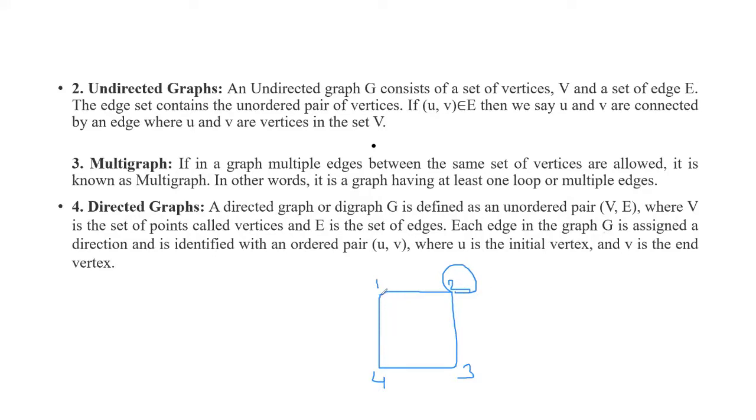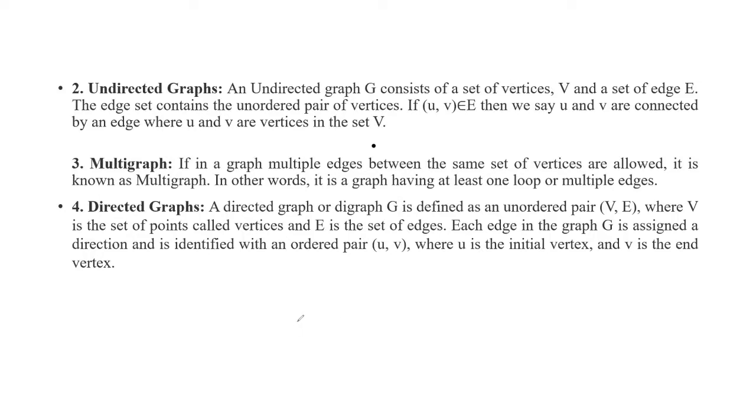Or multiple edges. Multiple edges means there are parallel edges. So there are 2 edges between the same two vertices, this one and this one. Suppose this is E1 and this one is your E2. So this E1 and E2 are the parallel edges. So these two vertices are connected with each other by multiple edges. So the graph having at least one loop or multiple edges is called a multigraph.